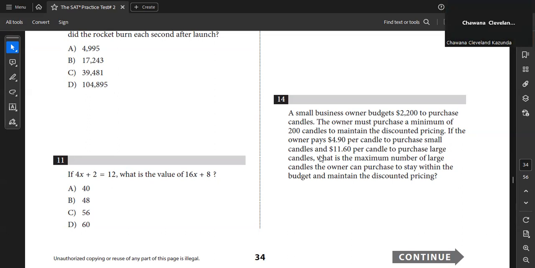I also found 182. Yes, 182 is correct. So tight, guys.